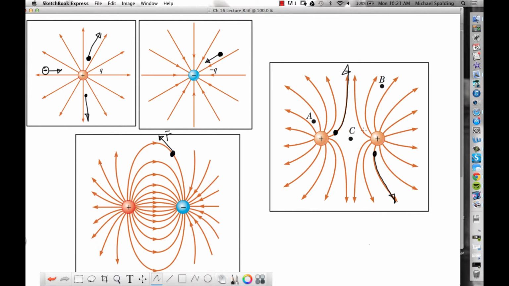So just be aware, these electric field lines show you what a little positive guy would do. Hey, what's the electric field at point C right in the middle? What would be the total electric field at point C? Zero. And you want to know why that makes sense?